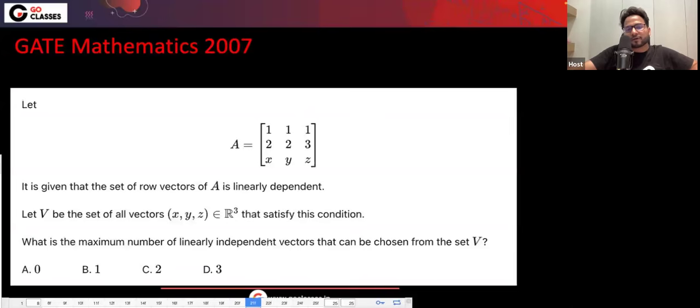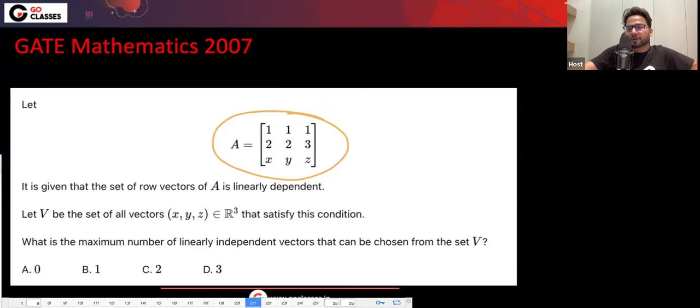So basically, I was just converting this question to easy language, so that we can understand this. The question is the same. Now let's see what they are saying. They are saying let A be this. It is given that the set of row vectors of A is linearly dependent. So they are saying that these vectors are linearly dependent.